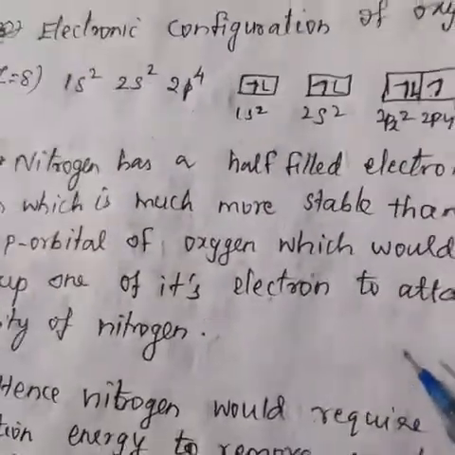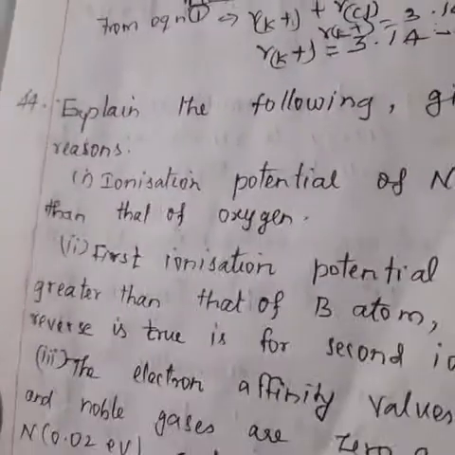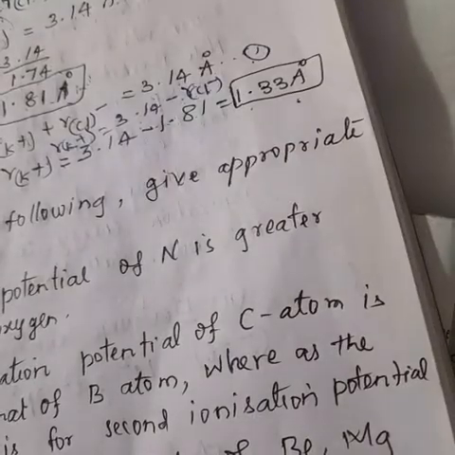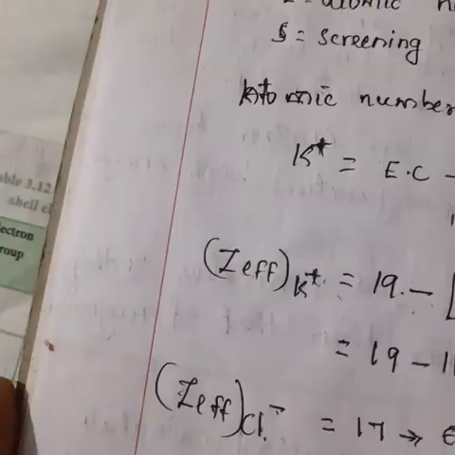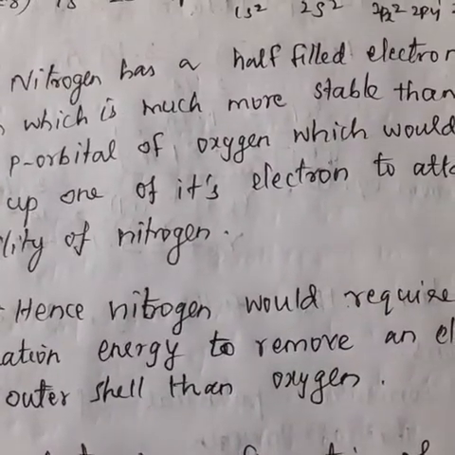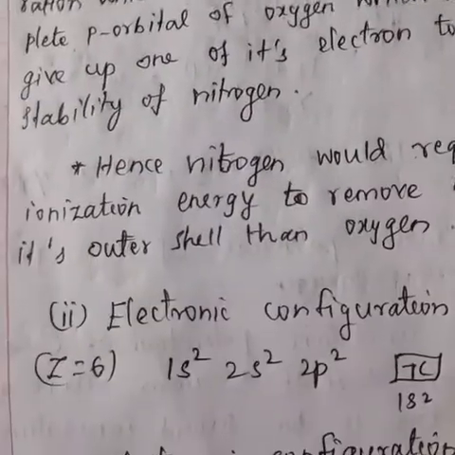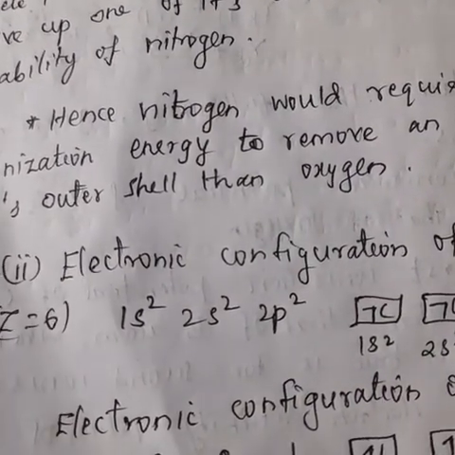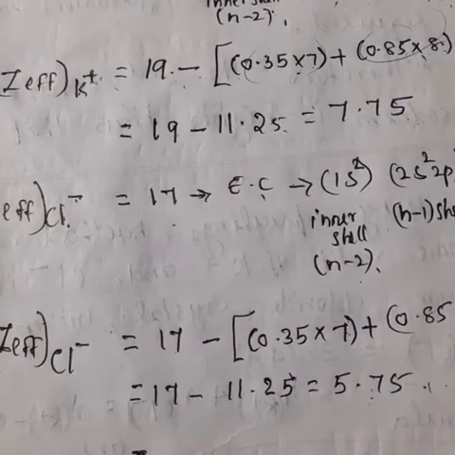What is the second question? The first ionization potential of carbon atom is greater than that of boron atom, whereas the reverse is true for the second ionization potential. Here is a comparison between carbon and boron atoms. The first ionization potential of carbon is greater than boron, whereas for the second ionization potential the reverse is true, meaning boron is greater than carbon. What is the reason?